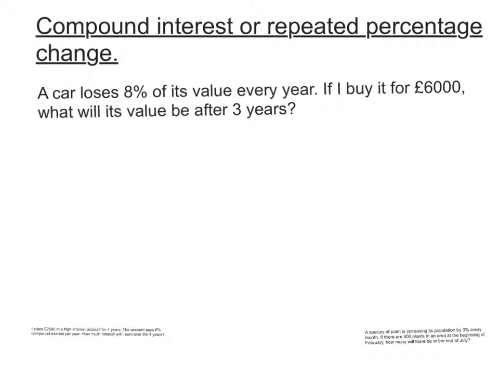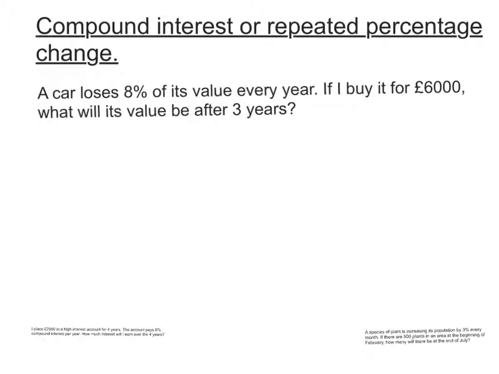So the first example, a car loses 8% of its value every year. Now think about that sensibly. That does not mean that you work out 8% the first year and then keep taking it away. Because if it's losing 8% of its value every year, then that means in the second year it loses 8% of its current value. In the third year it loses 8% of its current value. Well, its current value is changing each year because it's decreased. So the 8% is going to change every year.